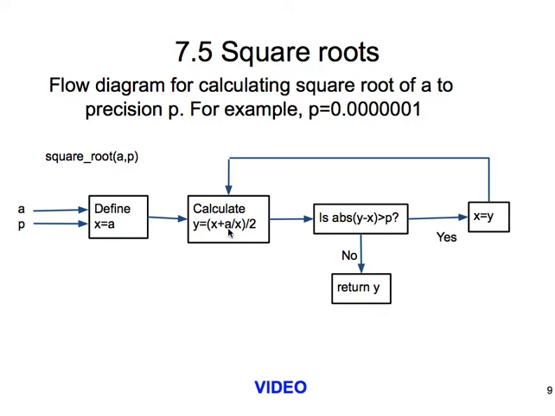After that calculation is performed, it's going to check: is the absolute value of y minus x greater than that value p that we inserted over here? If it is, then it's going to redefine x equal to y and then recalculate y again.